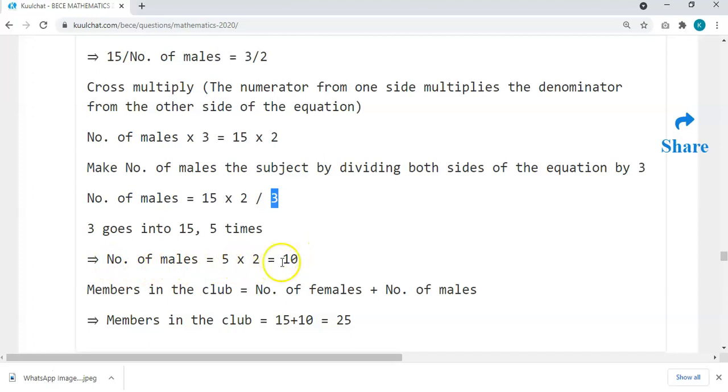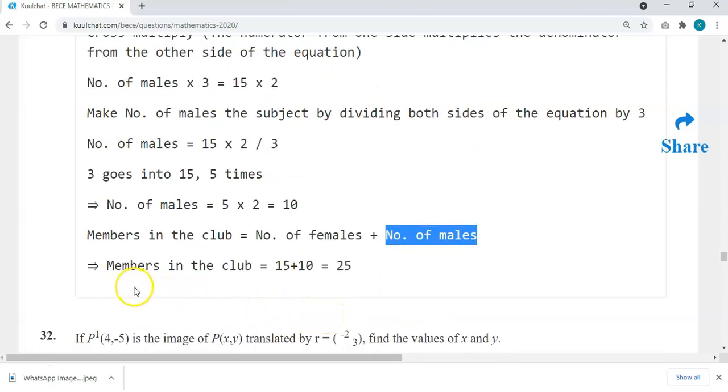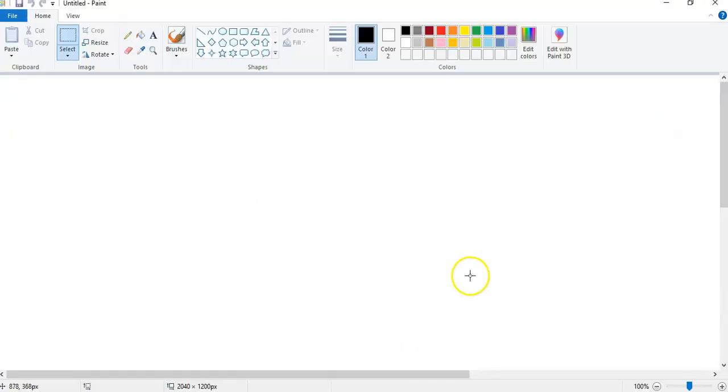So in that case, since we've gotten the number of males, the total number of people in the club will be number of females plus number of males. So that gives us 15 plus 10, which is the same as 25. Okay, so that's it. If you want to use the solving for x method, then you can use it as well.